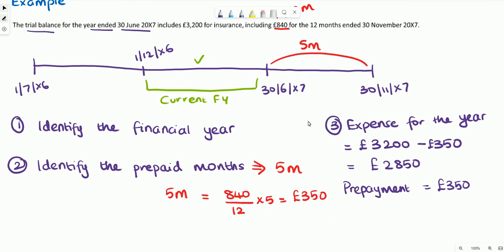And in terms of double entries, all I've done here is debited prepayment, okay. If you remember from our debit-credit rules, if I want to increase an asset, I will do a debit. And if I want to reduce an expense, I will do a credit. So credit expense, 350.